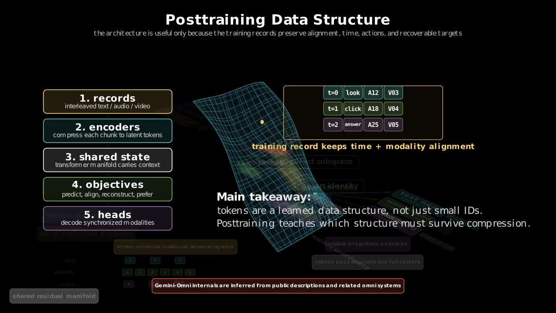For Gemini Omni, the exact internals are not public, so this remains a grounded architecture guess from public descriptions and related systems. The main takeaway is the data structure. Tokens are the interface between raw media and vector computation. Post-training teaches that interface what to keep, what to predict, and what each modality-specific decoder must be able to restore.